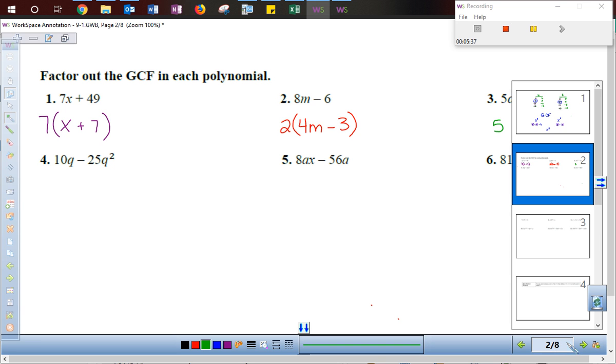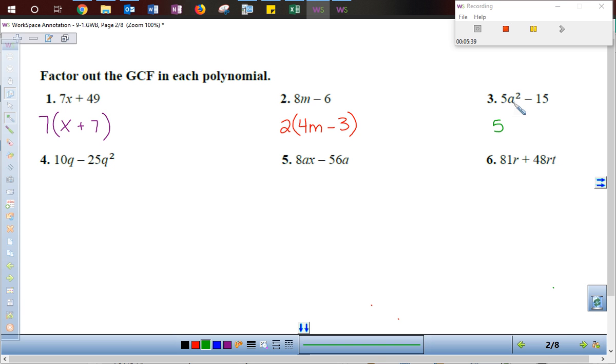Now my variables. My first term has a variable of a squared. My second term doesn't have a variable at all, which means that I cannot take out a variable. So let's see what I have left. If I take 5a squared and divide that by 5, the 5's cancel out and just leave me with a squared. If I take negative 15 and divide that by 5, I'm going to be left with negative 3.